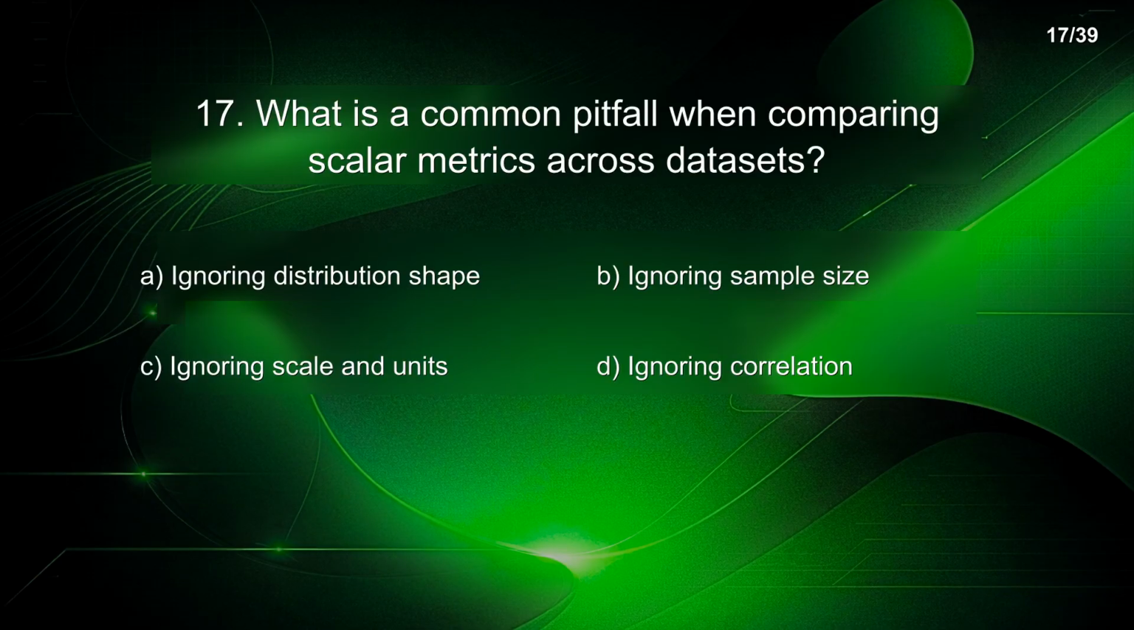17th question. What is a common pitfall when comparing scalar metrics across datasets? A. Ignoring distribution shape. B. Ignoring sample size. C. Ignoring scale in units. D. Ignoring correlation. Correct answer is C. Ignoring scale in units.